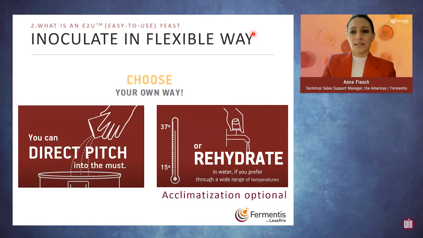So I talked about flexible ways. What are these flexible ways? Well, you can choose what you want to do. If you are using an easy to use active dry yeast, you can rehydrate, but you also have more flexibility in the temperature of the water, which is quite important. Instead of just being at 37 Celsius, you can rehydrate in water through a wide range of temperatures, so 15 to 37 Celsius. And you can still do an acclimatization, and it's optional. Or you can direct pitch the yeast into the must, and that's really what most people find the most innovative, but really you have a wide range of solutions that will help you overall make harvest easier.